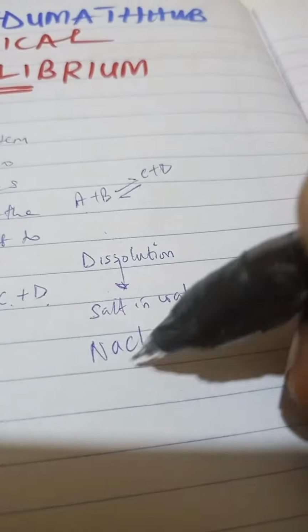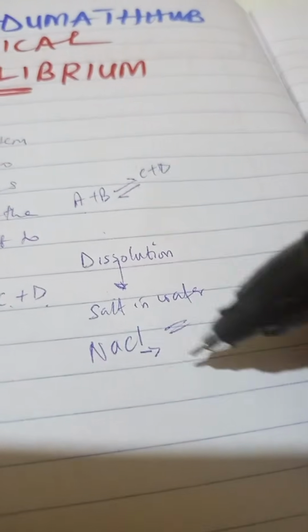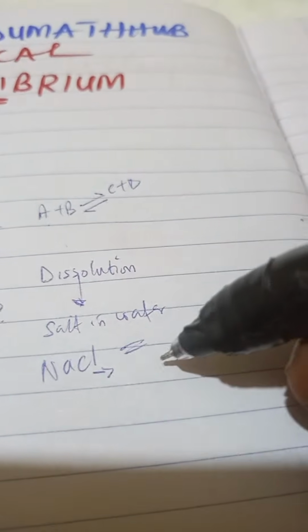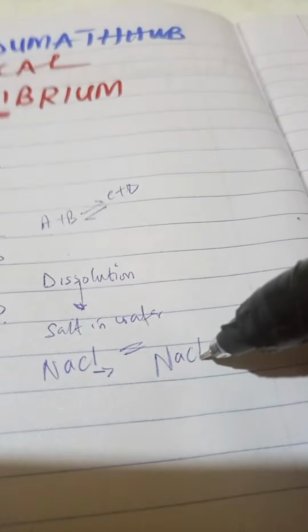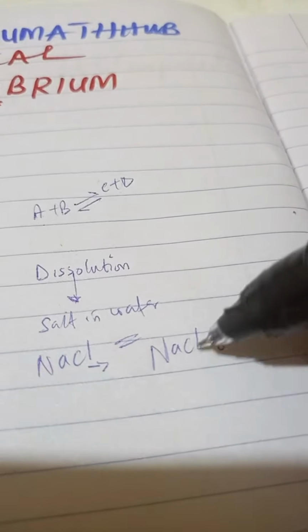Let's use NaCl. NaCl is sodium chloride. Now, when you dissolve sodium chloride in water, it will go to NaCl aqueous.